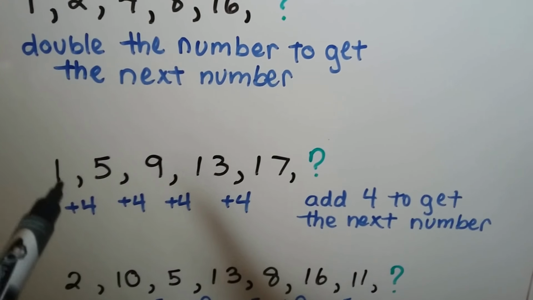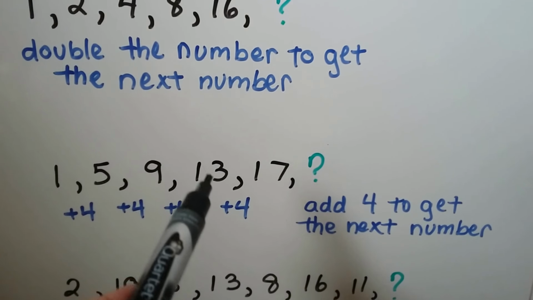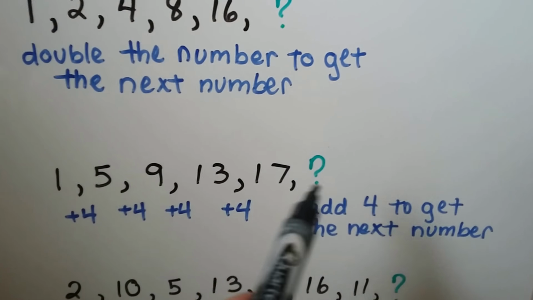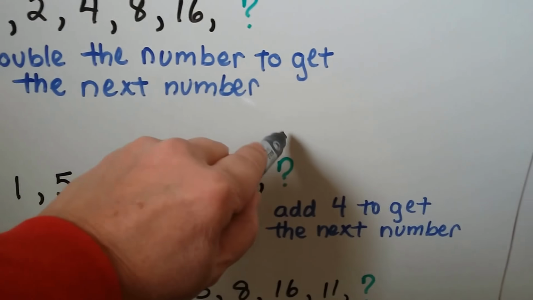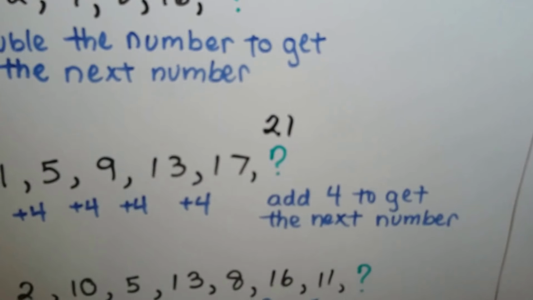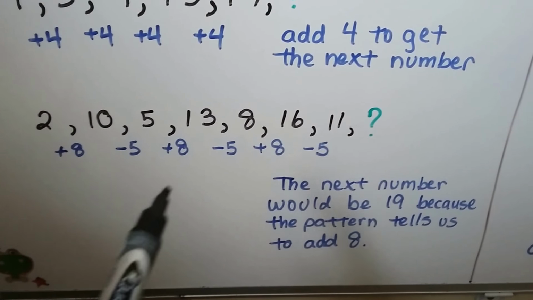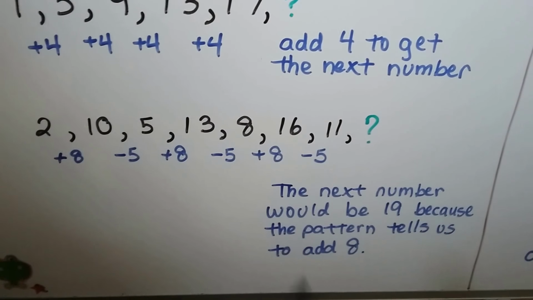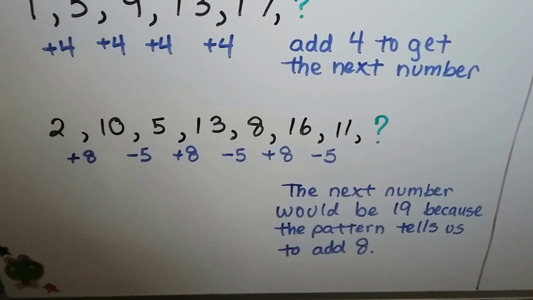For this one, we compare 1 to 5, it went up by 4, then it went up by 4 again, then it went up by 4 again, so we know the next number would be going up by 4. 17 plus 4 is 21. This one's a little different. It's going plus 8 minus 5, plus 8 minus 5. So we know the next number would be 19 because the pattern tells us that we would be adding 8. See?